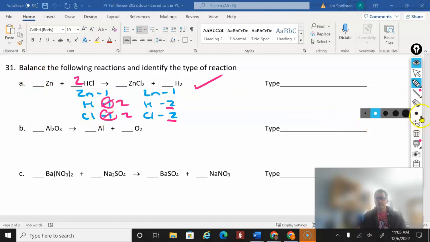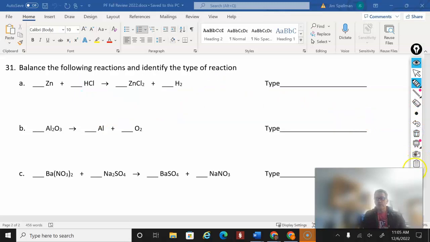Okay, so on B, clear this up, get the clutter out. Same thing, let's count. 2 aluminums, 3 oxygens. I end up with 1 aluminum and 2 oxygens. So this is one where you can start in different places. I need more aluminum, I need more oxygen. I've also got this weird combination here of 3 and 2.